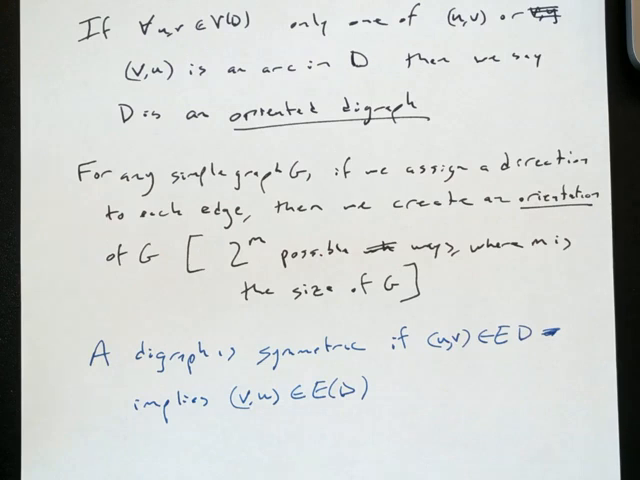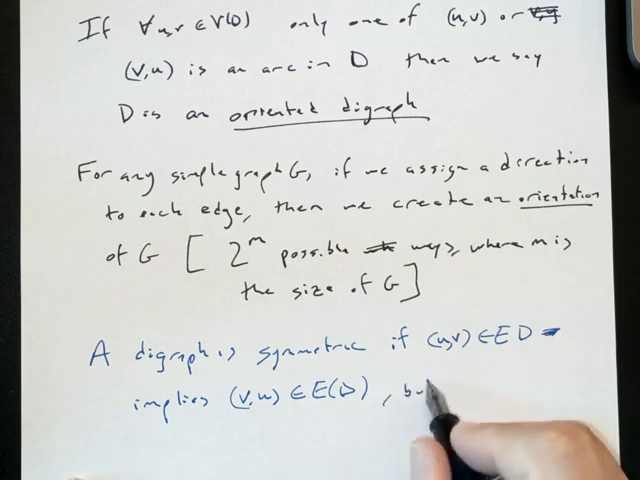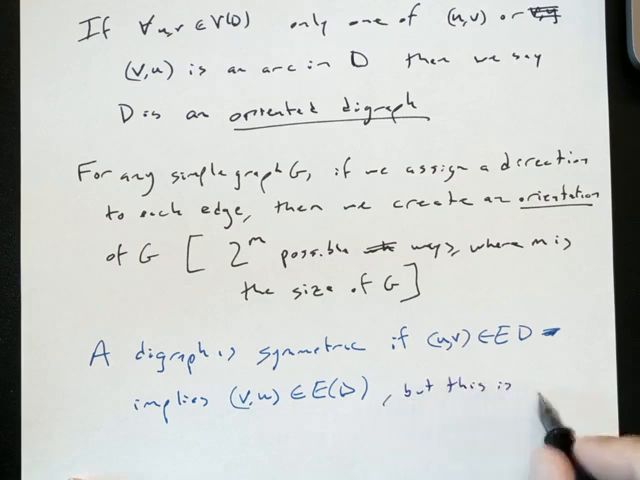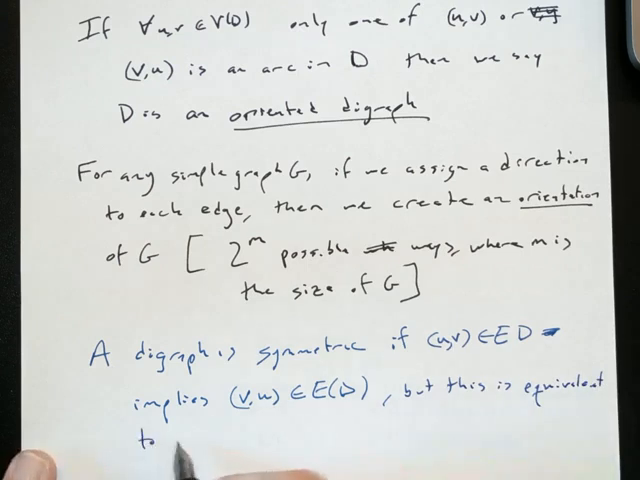A symmetric digraph, if ever I have a UV edge, then I have the VU edge. But that is the same as saying that every road is two-way, isn't it? That's just a regular graph. So symmetric digraphs are a rare occurrence.